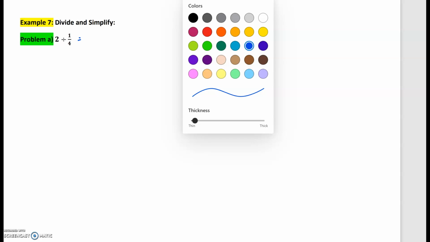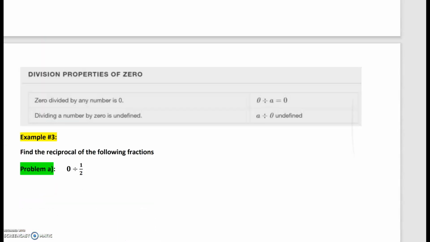Hi class, let's take a look at example 7. And example 7 deals with divisions. So let me just rewrite them as fractions, both of these, and give me just a second. And in this case, you technically have 2 divided by 1, or just the value of 2, divided by the value of 1/4. Now, remember the rules, and let me point out the rules on division. This is up here.